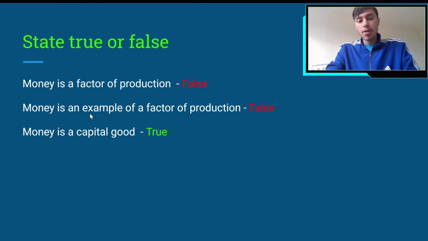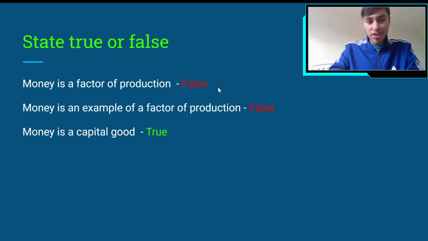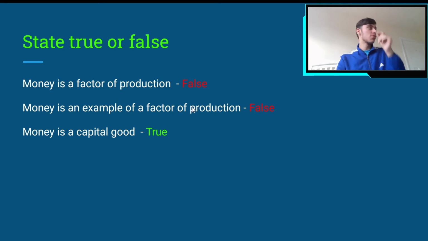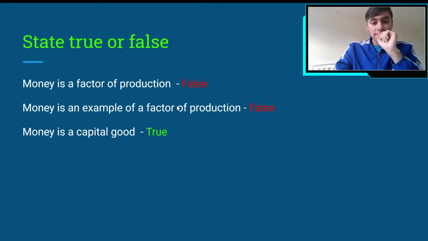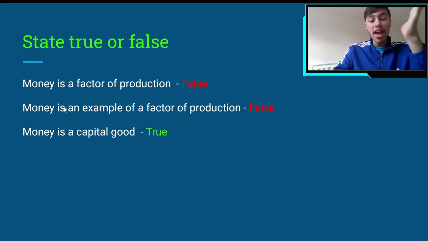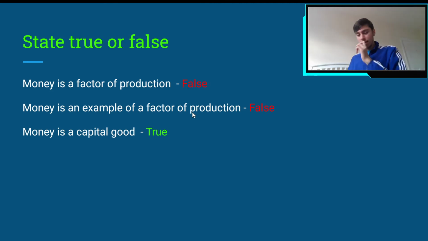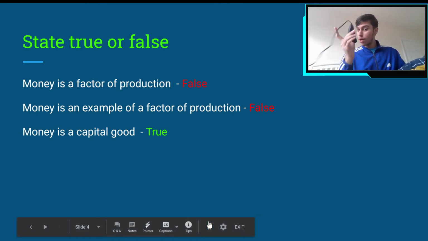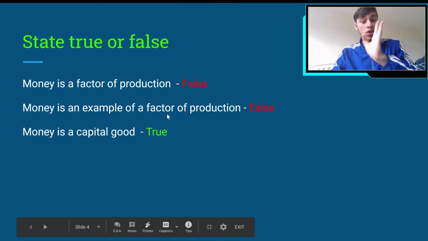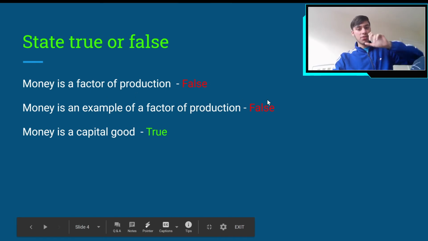Now, we know money is not a factor of production, and I just explained why. Next, money is an example of a factor of production. This is a very tricky statement. What you need to see is: can money produce anything by itself? Well, the answer is no. As I explained in the previous video, money cannot produce anything. Can you make this out of money? You can't. So hence, it's not an example of a factor of production.